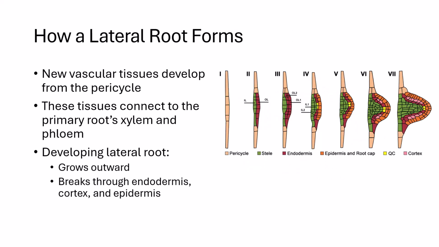As a lateral root begins to form, new vascular tissues develop from the pericycle and connect directly with the vascular tissues of the primary root. This ensures that the new root can transport water, minerals, and sugars right away. As it grows outward, the developing lateral root pushes through the endodermis, the cortex, and finally the epidermis of the original root. So even though it starts deep inside, it eventually emerges on the outside of the root.